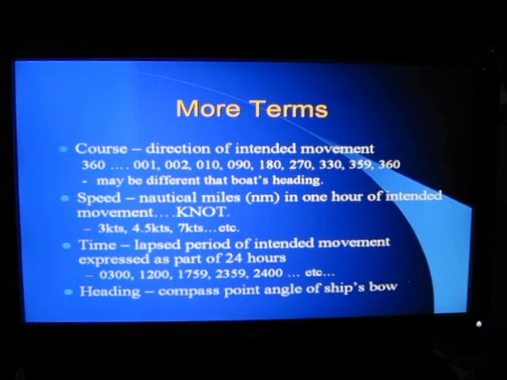Time we express on a 24-hour clock. 0300, 1200, all the way to 2400, and then we start over again. Heading is the compass pointing angle of your yacht's bow. Where are you actually pointing? Don't confuse that with course. You may have to take a slightly different heading to make a course good over the water.